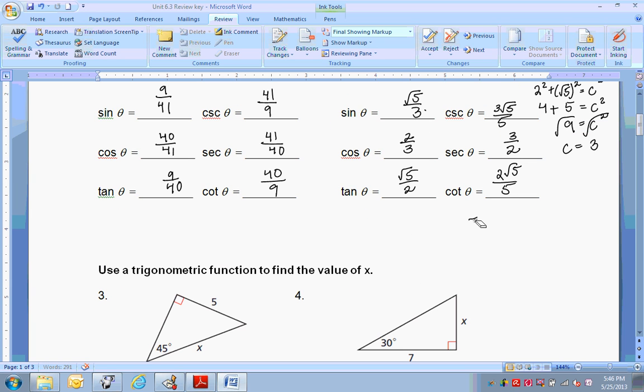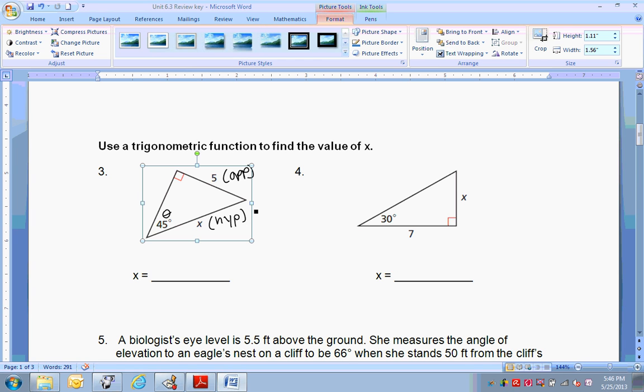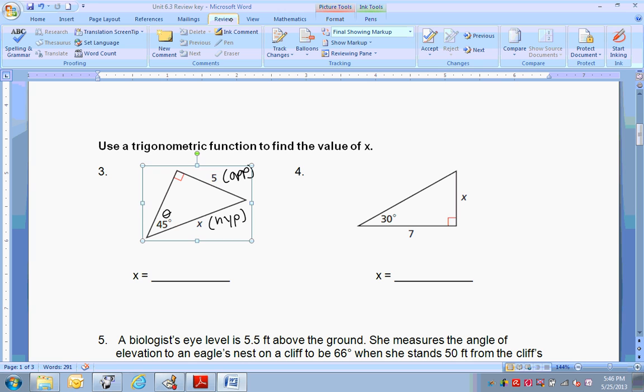Alrighty, let's move on to problem 3. In this case, they've given us an angle of 45, and that becomes our theta. So we can label 45 as our theta. They've given us the side opposite from our theta, so that's the side opposite. And this x, the side that they want us to find, is our hypotenuse, since it's across from our right angle.